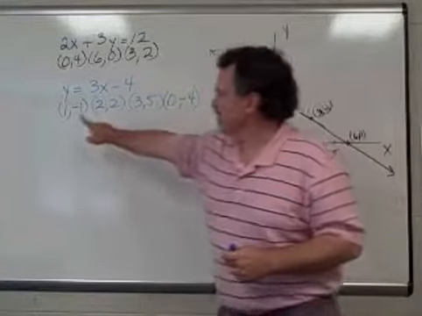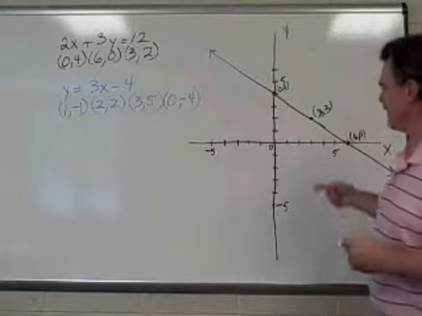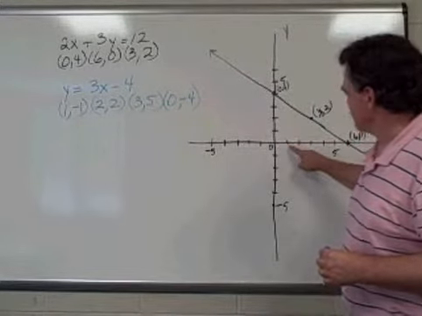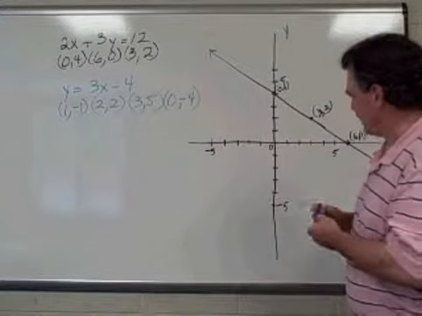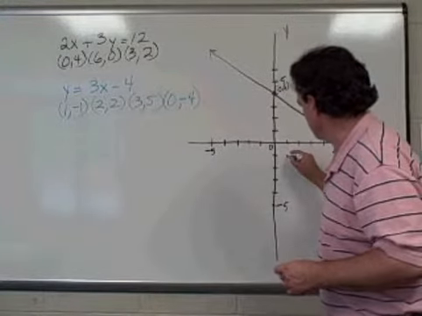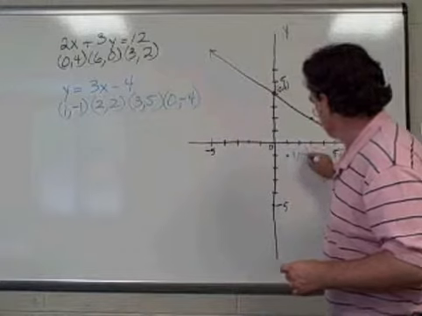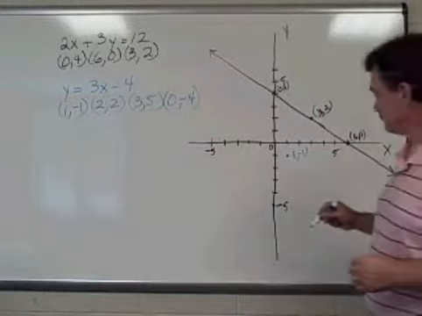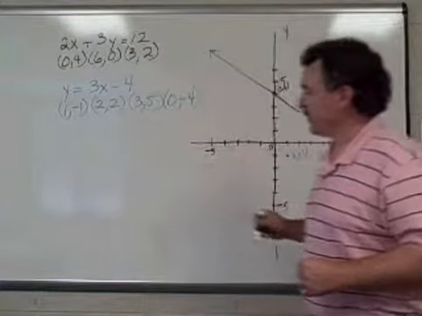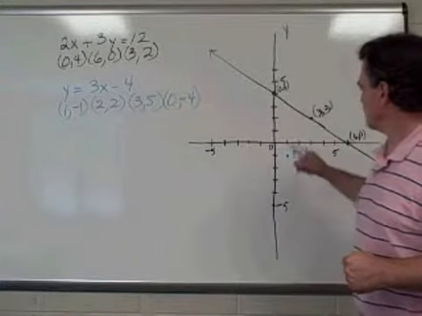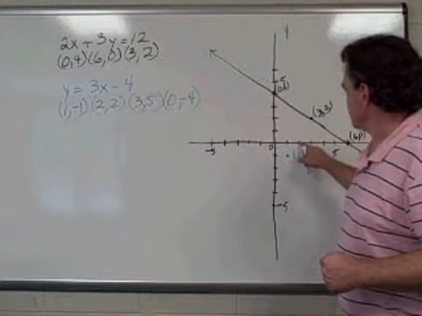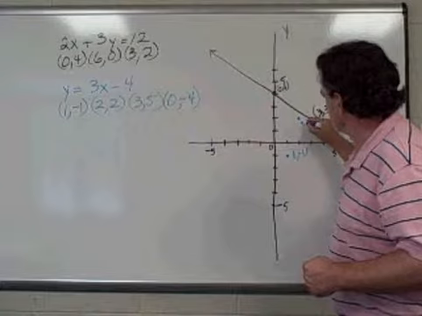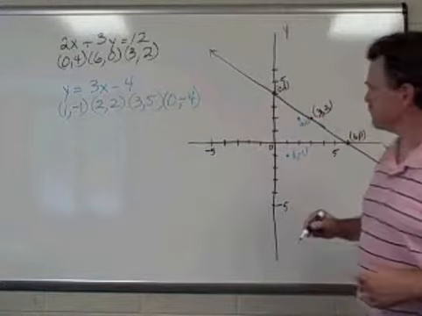So let's start by graphing the point 1, negative 1. Again, you start at the origin, go to where x is 1, that's going to the right, go to where y is negative 1, that's going down 1 unit. So there's the point 1, negative 1. Let's plot the solution 2, 2. So we start at the origin, go to where x is 2, then go to where y is 2. So there's the point 2, comma 2.